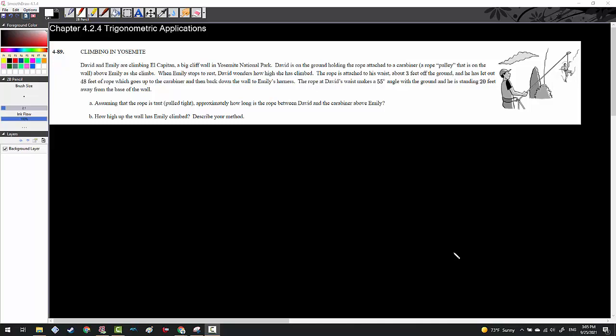It says, David and Emily are climbing El Capitan, a big cliff wall in Yosemite National Park. David is holding a rope attached to a carabiner, which is a rope pulley that is on the wall, above Emily as she climbs. When Emily stops to rest, David wonders how high she has climbed. The rope is attached to his waist about 3 feet above the ground, and he has let out 48 feet of rope, which goes to the carabiner and then back down on the wall to Emily's harness. The rope at David's waist makes a 55-degree angle with the ground, and he is standing 20 feet away from the base of the wall.